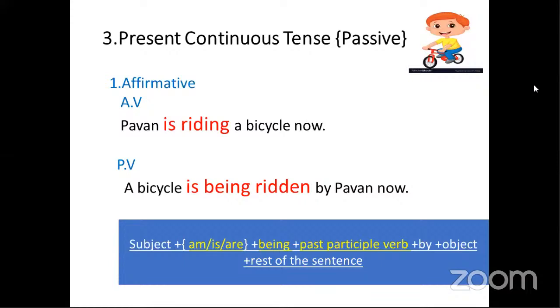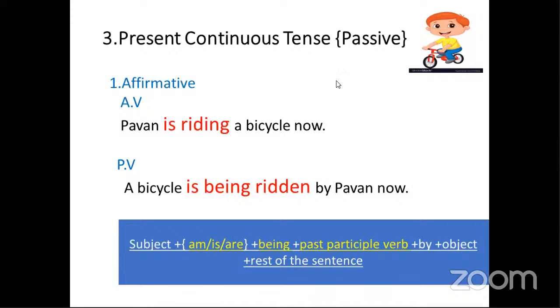So that action is going on at the moment of speaking, and as you all are students, what are you doing now? Are you dreaming or are you sleeping? No, you all are getting ready to learn this lesson. So the present continuous tense we normally use to talk about the actions happening at the moment of speaking. Here I'm going to focus on passive voice because we are going to learn the passive voices.